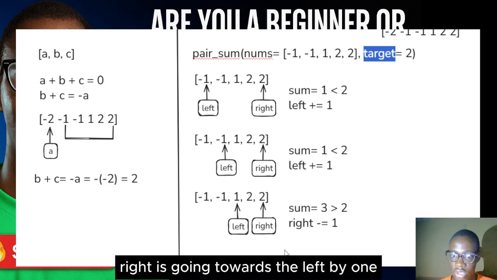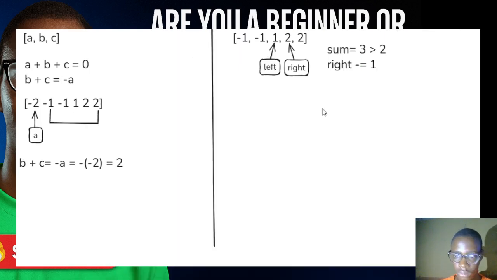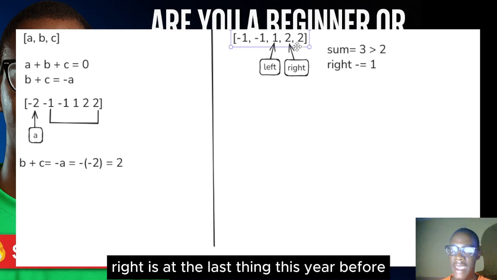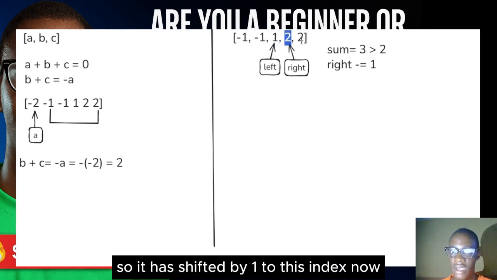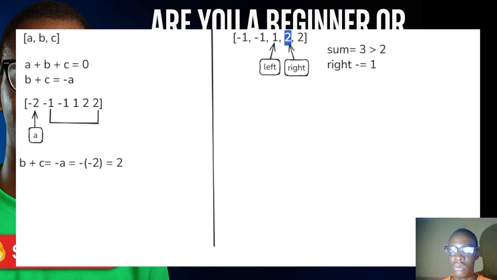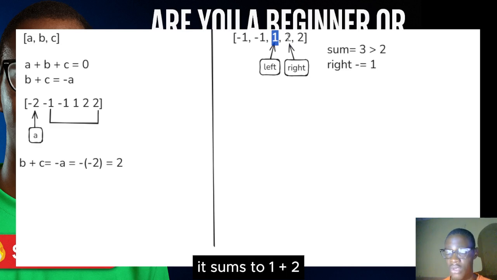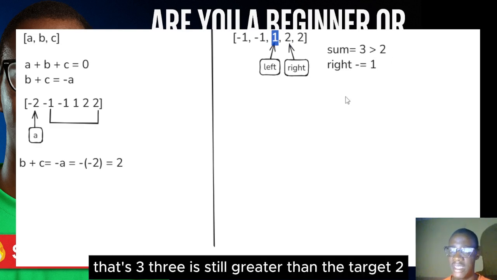Right is going towards the left by 1. Right now, right has shifted to the left by 1. Right is at the last index here before, so it has shifted by 1 to this index now, and left is still in this index. So that gives us 3. It sums to 1 plus 2, that's 3. 3 is still greater than the target 2.